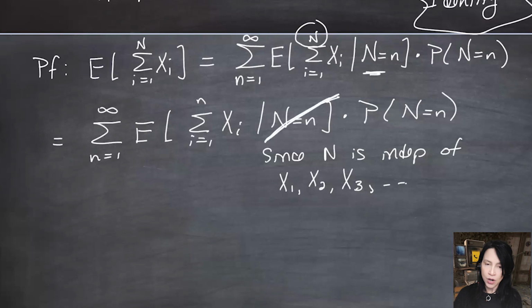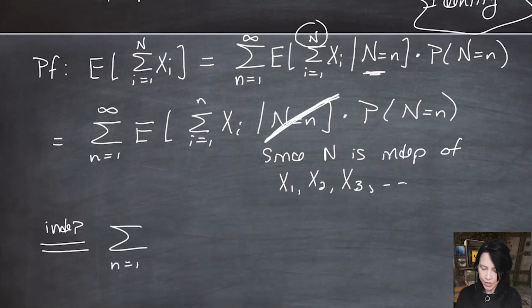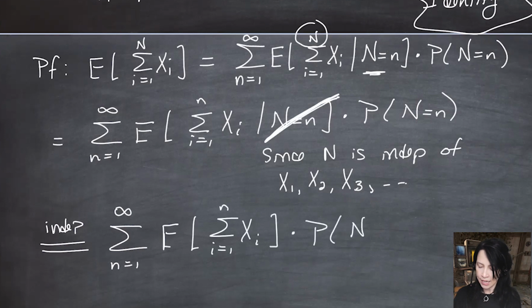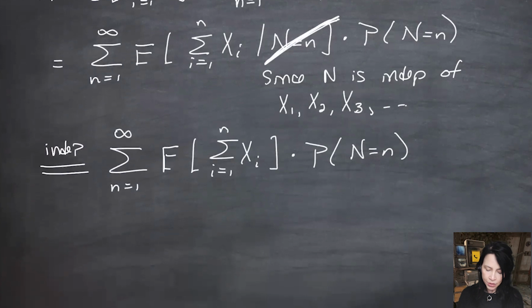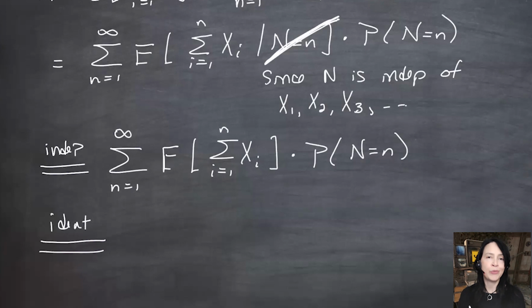I do get to drop this guy over here by independence. So this is the sum as little n goes from 1 to infinity of the expected value of the sum as i goes from 1 to little n of Xi, times the probability that N equals n. And now I'm back to that same sum as before, and I'm going up to a fixed number, not a random number. And because they're identically distributed, I get the expected value of X1 plus the expected value of X2 plus the expected value of X3 up to Xn. They're all the same expectation.